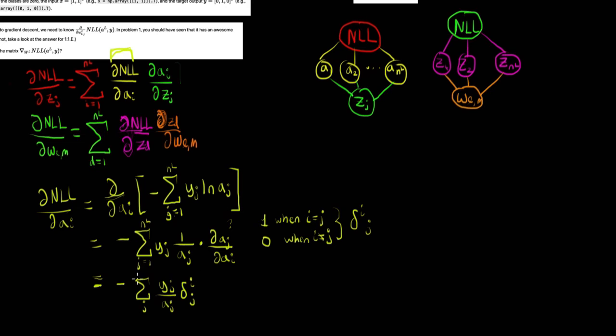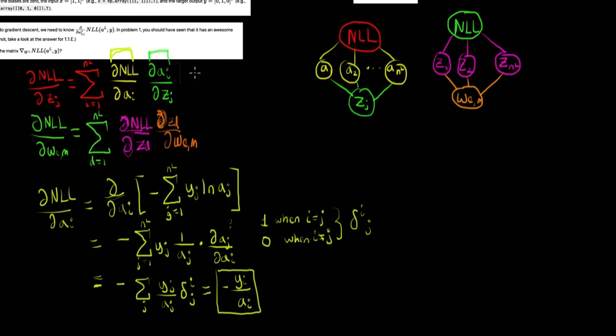So that means that we can get rid of this sum and set j equals i. So we're going to do that. And so that means that this sum evaluates to negative yi over ai. So this is the answer. The derivative of NLL with respect to ai is negative y over ai. Okay, so in this video we'll probably just do this derivative, and then we'll save the next one for the next video.